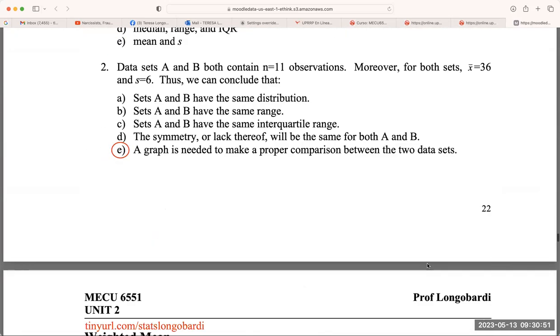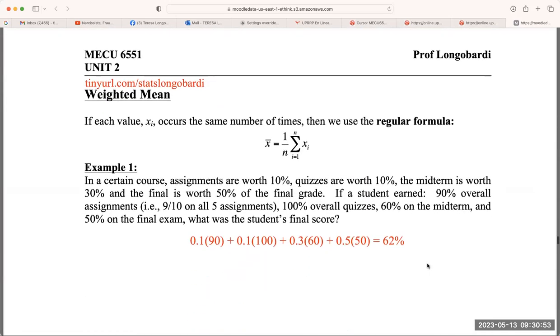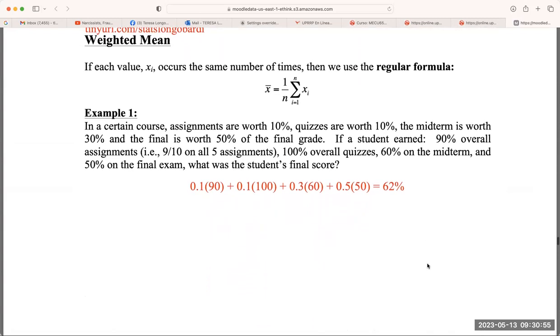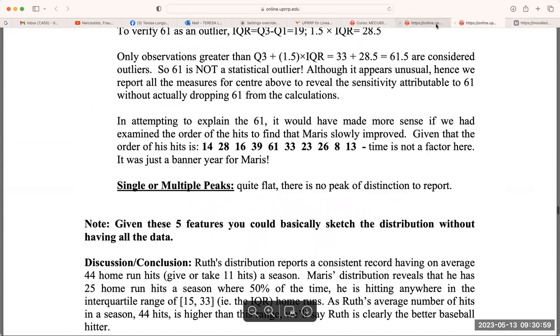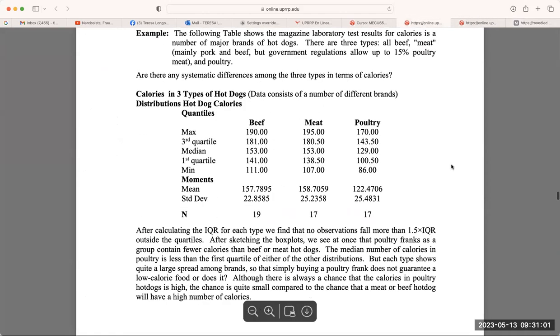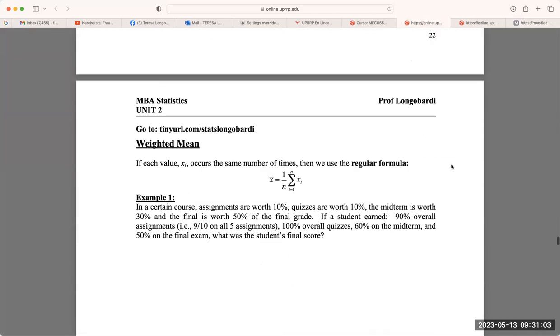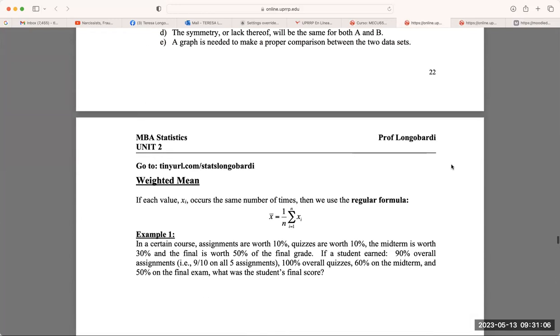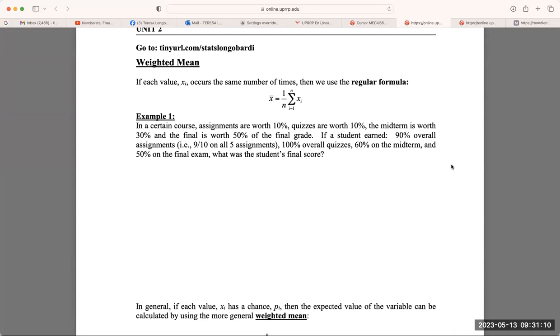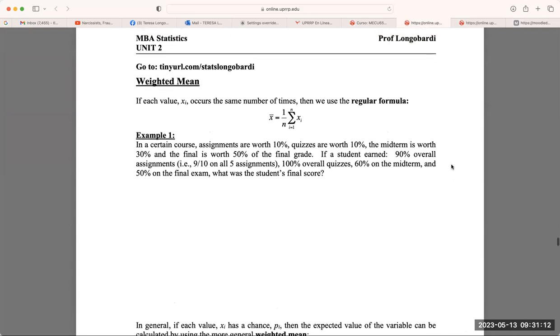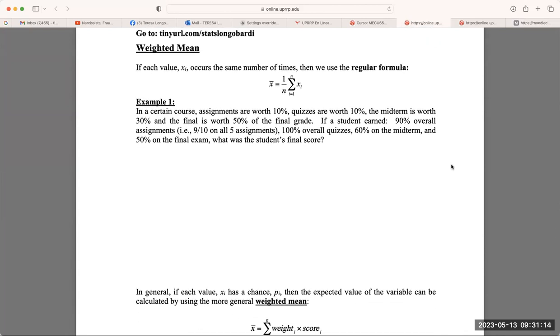So then there are some problems here for practice. All right, weighted distributions, not weighted distributions, but weighted mean. Let's look at this because some students skip over this to the great problems anyway. All right, so what is a weighted mean?